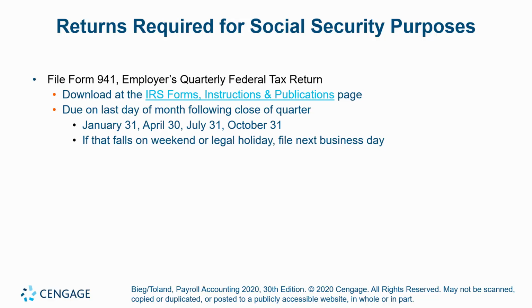June 30th. That one's due on July 31st. The third quarter ends on September 30th. That one's due on 10/31, and the last one ends on New Year's, and that one's due on 1/31. You just need to know that, okay? And if that date falls on a weekend or a holiday, then it goes to the next business day.